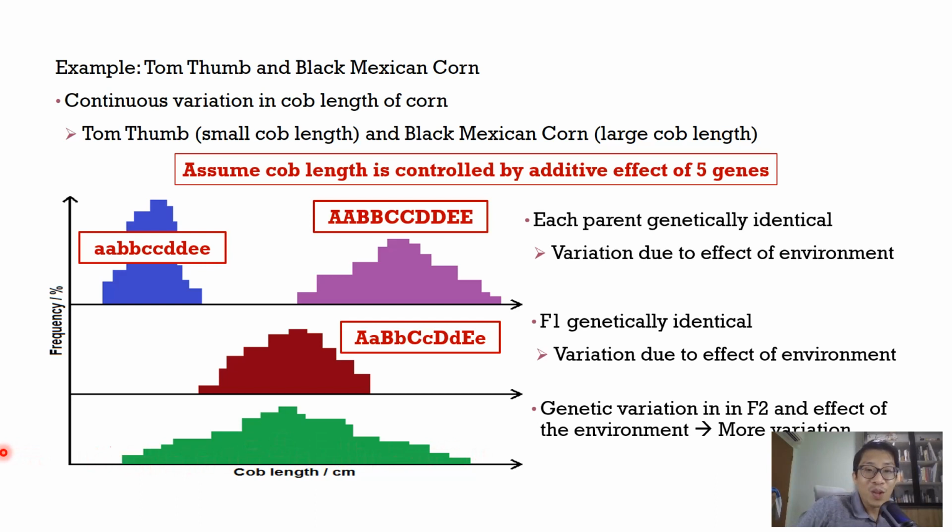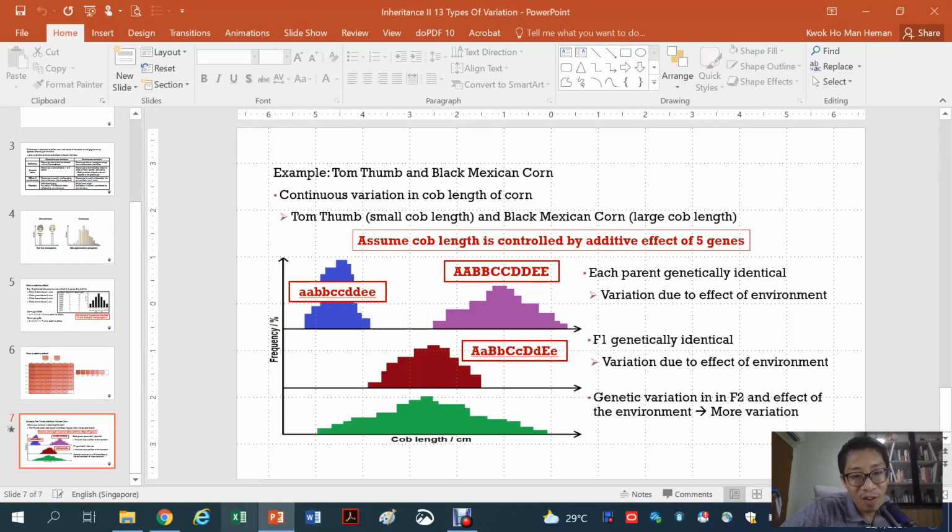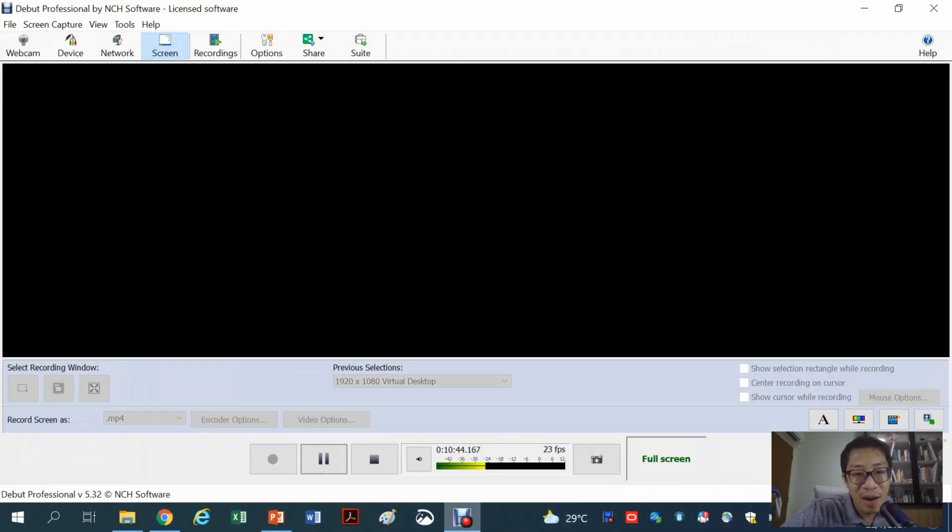Okay, so this is an example of a case study showing you continuous variation, and by looking at the genotypes of the different generations as well as the presence of variation, we can deduce whether variation is due to the environment alone or due to both genetic variation and environment. Okay, so that would be the end of the lecture for inheritance 2.